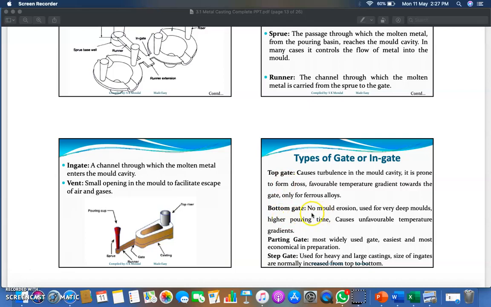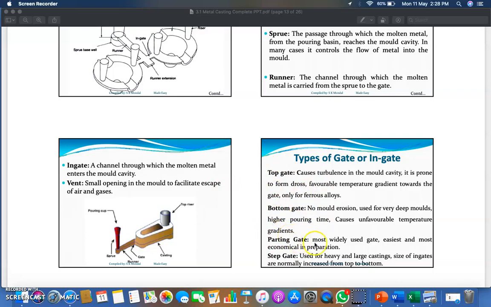Now the bottom gate: no mold erosion, which means mold erosion will not be there. It is used for very deep molds, meaning the depth is very high. In those kinds of molds you have to use the bottom gate. It has a higher pouring time, when you are slowly pouring the molten metal, and it causes an unfavorable temperature gradient, which is just opposite to the top gate. Top gate supports the temperature gradient and bottom gate causes an unfavorable temperature gradient. In this way you can select between top gate and bottom gate.